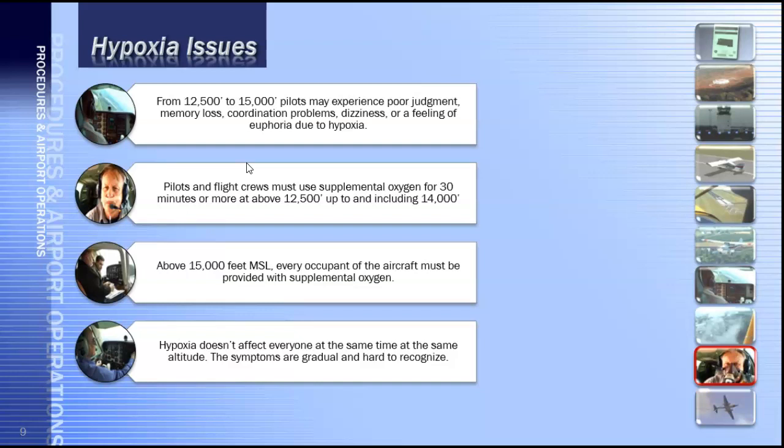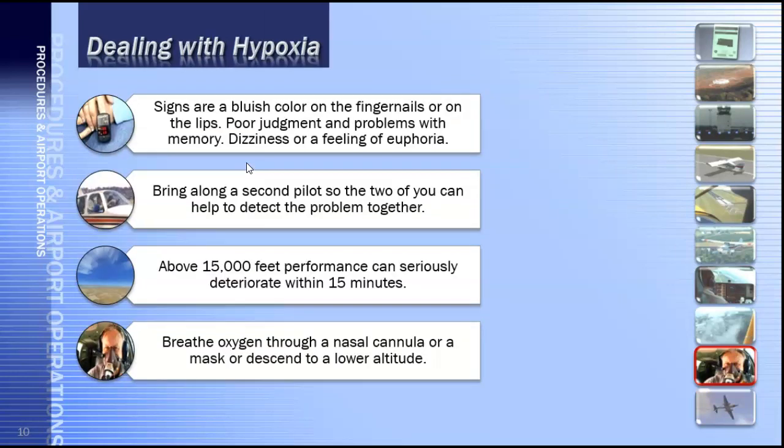It's important to remember that hypoxia doesn't affect everyone in the same way, and it takes different time for each person to react to hypoxia. So symptoms can be gradual and hard to recognize. If you suspect hypoxia, it's important to look for certain signs. A bluish color in the fingernails or lips, poor judgment, problems with memory, dizziness, or a feeling of euphoria are all signs that you may be, or your passengers may be, suffering from hypoxia.